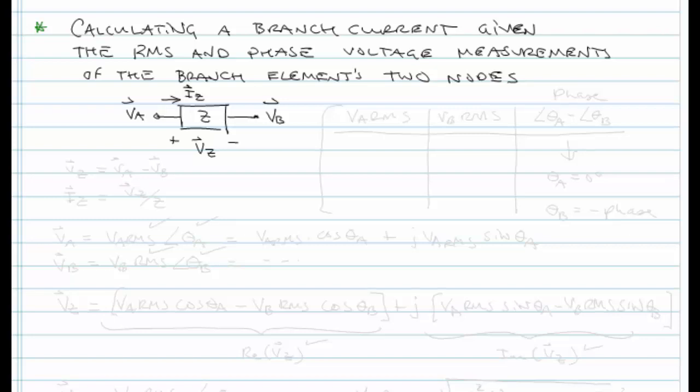Okay, I want to show you how to calculate branch current given the RMS and phase voltage measurements of the branch elements between the connecting nodes on either side of the element. You may have taken some data where you have VA RMS and VB RMS, and then some phase, we'll say the angle of A minus the angle of B. You've collected this maybe in the lab with the DSO or something.